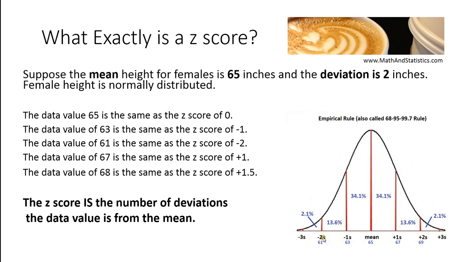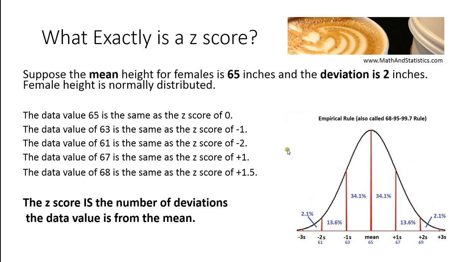Now you might ask, what are these little s's here? What do they stand for? That's the standard deviation of my data set. So this is one of my deviations. My deviations are all worth 2 inches. So this is 1 times 2, and that's where I get 65 plus 2 is 67. Each of my standard deviations from my data set are worth 2.